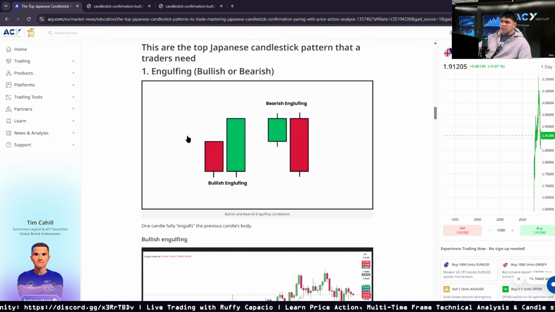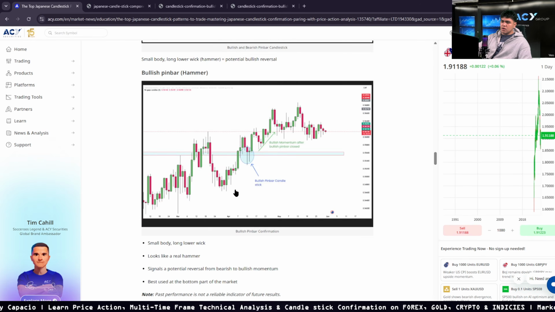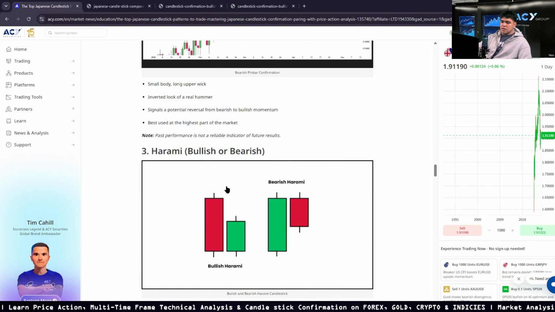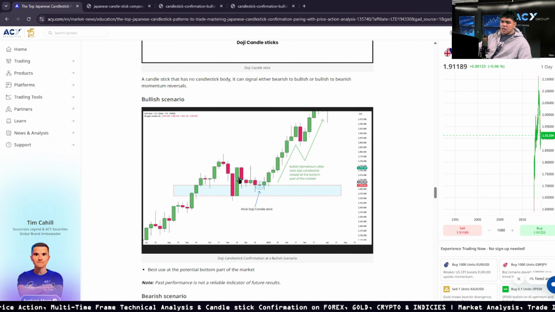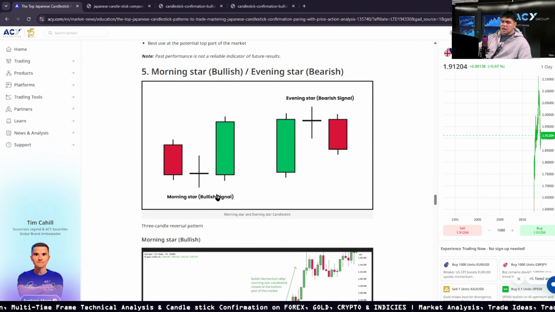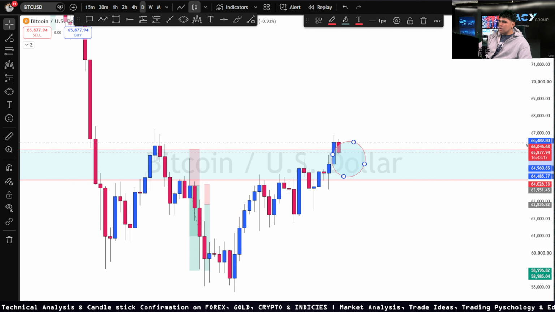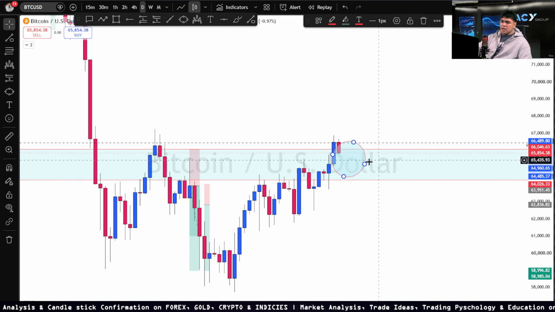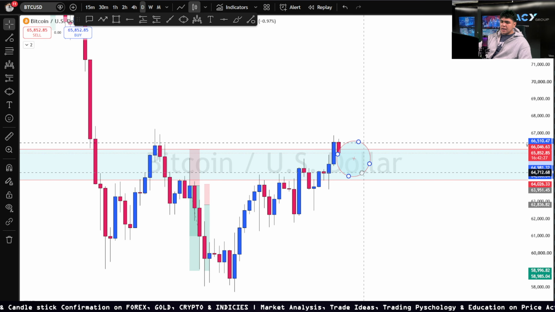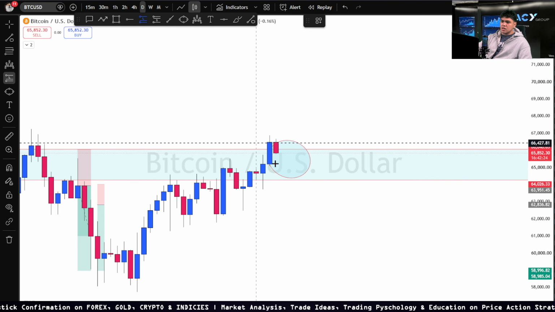Now all you have to do is wait for this kind of candlestick confirmation. If we are looking for buys on Bitcoin or BTC USD, then look for bullish candlestick confirmation like this bullish engulfing, and also these bullish pin bars, bullish haramis, doji candlesticks and morning stars. That's it. All we have to do is be patient and wait for it to give us a bullish candlestick confirmation so that we can execute this trade.